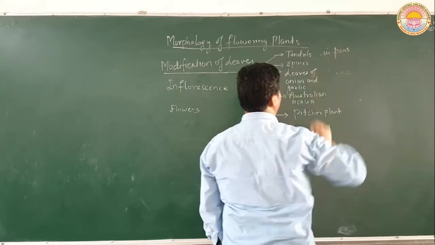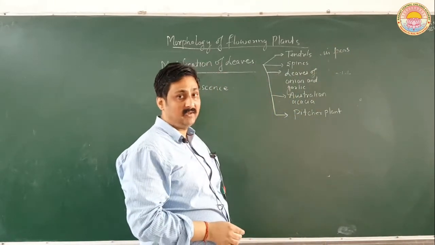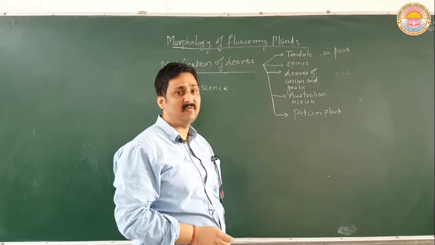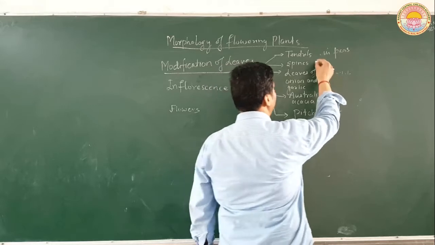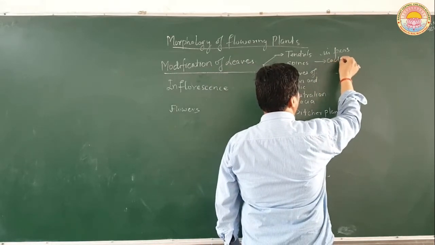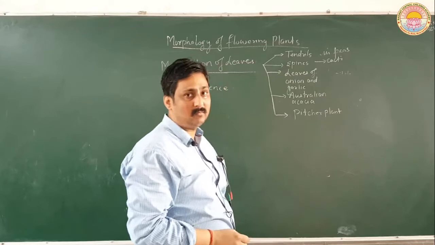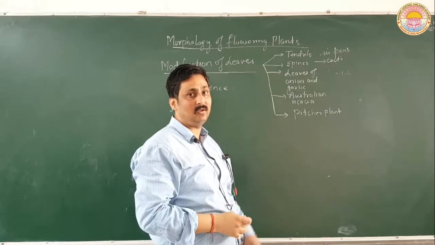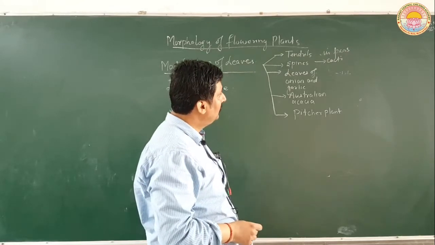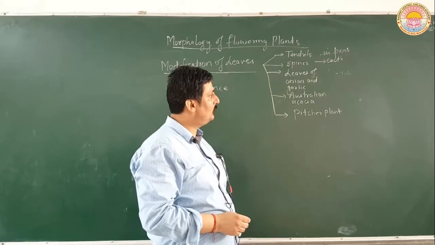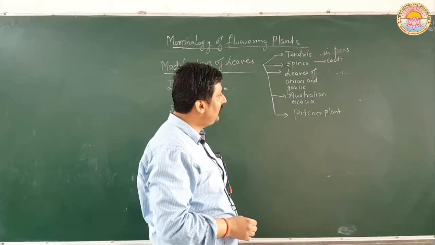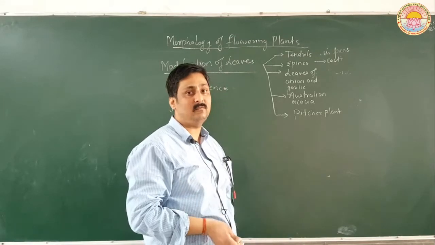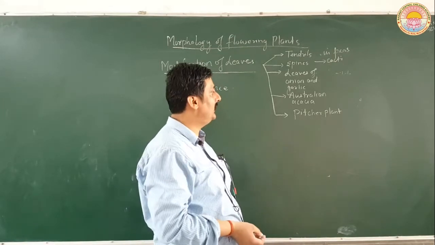It has formed tendrils. In certain cases, even the leaves are modified in form of spines. For example, in case of cacti plant, to protect the plant from herbivores, it is acting as a defense organ. In certain cases such as onion and garlic, the leaves again store food. So leaves have been modified to store food in case of onion and garlic.